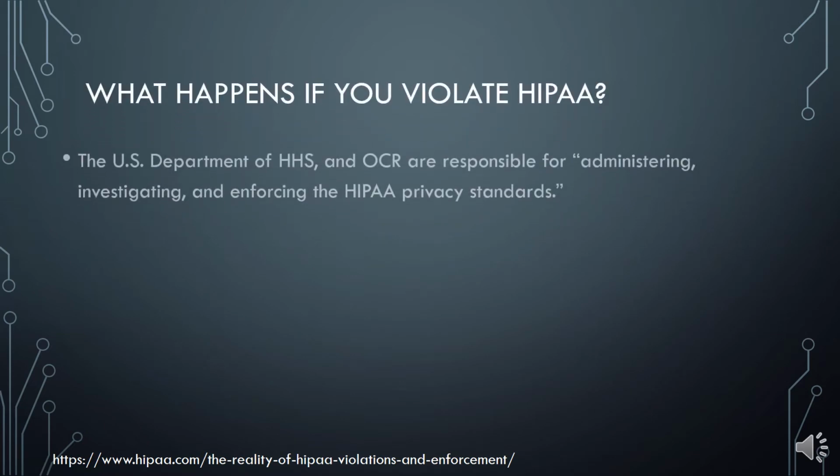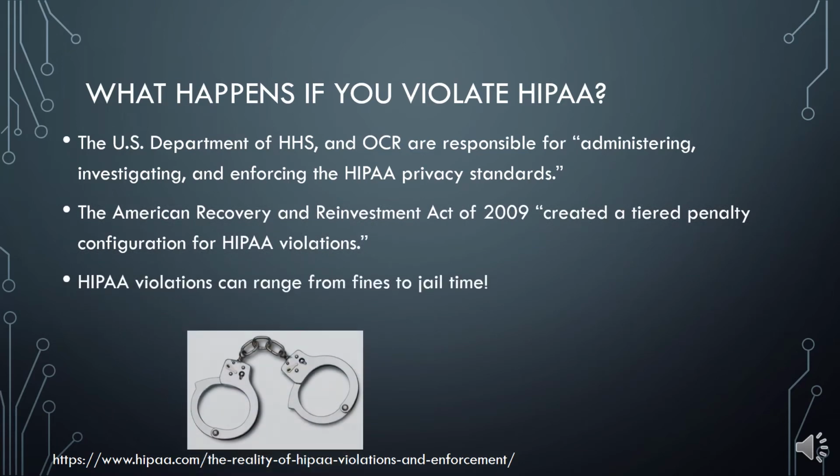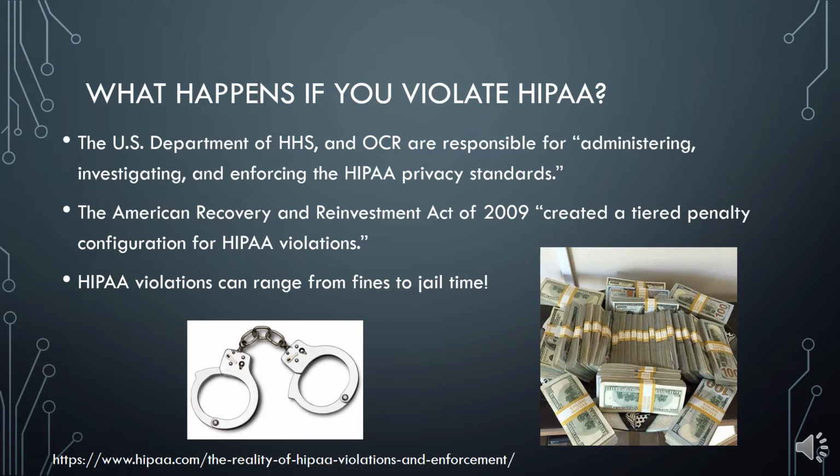So what happens if you violate HIPAA? The U.S. Department of HHS and OCR, also known as the Office for Civil Rights, are responsible for administering, investigating, and enforcing the HIPAA privacy standards. The American Recovery and Reinvestment Act of 2009 created a tiered penalty configuration for HIPAA violations. HIPAA violations can range from fines to jail time.